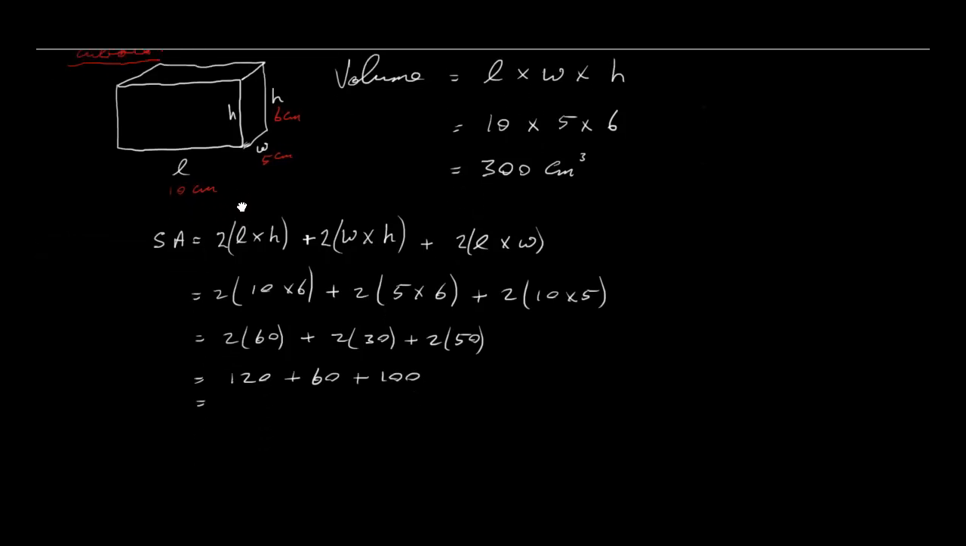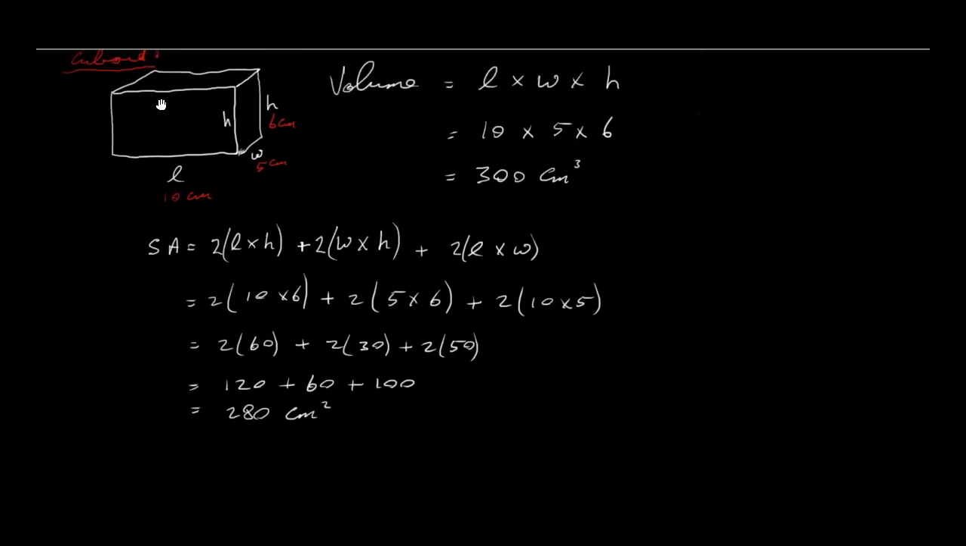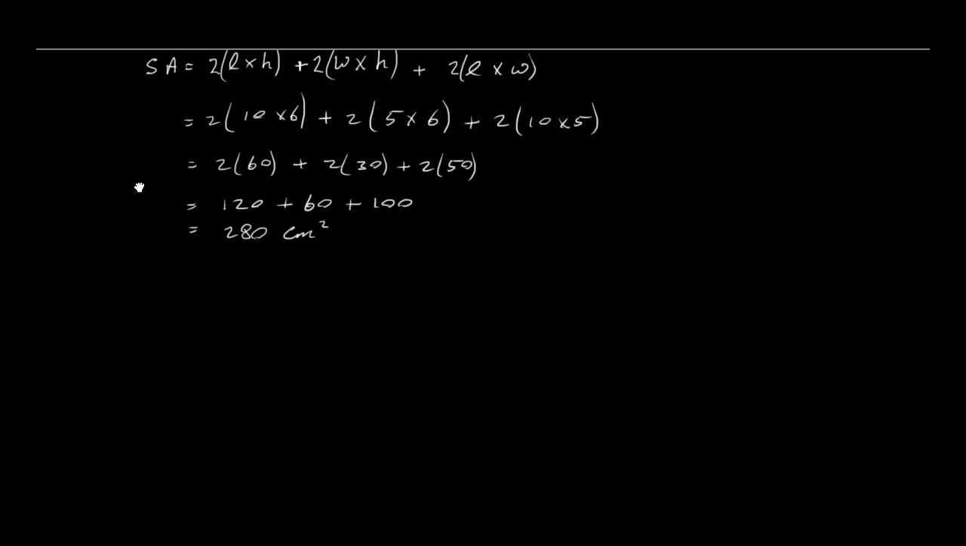And finally we just got to add these up. So 120 plus 60, that's 180 plus 100, that's 280. Now we're talking about area here, so it's centimeters squared. So really what we're doing here is looking at the net of this cuboid once it's flattened out, and finding the area of that net, which is 280 centimeters squared in this case. Okay, so let's have a look at another shape then.